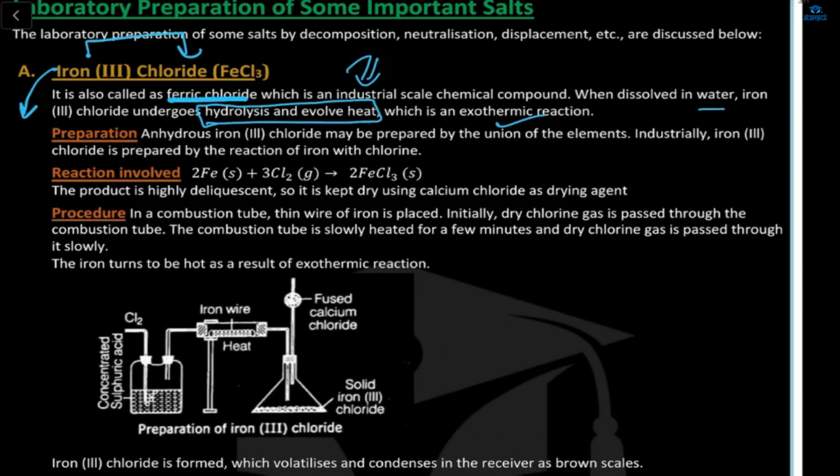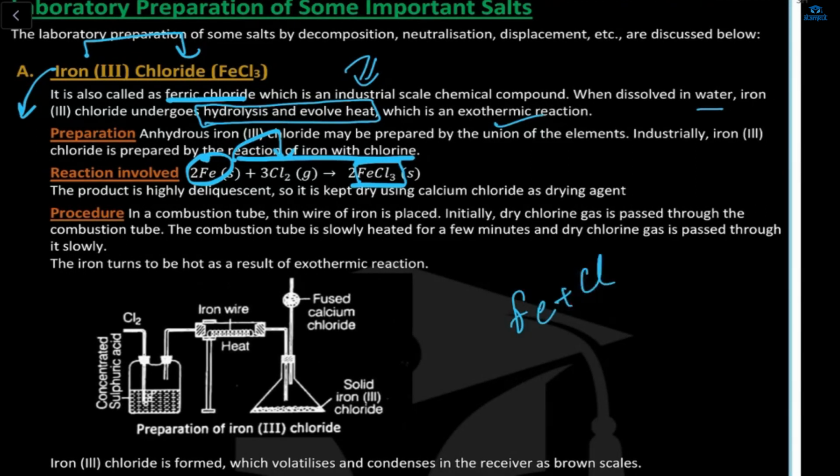Now, how to prepare iron chloride? It is prepared by the reaction of iron with chlorine. So we have to react the iron with chlorine. 2Fe plus 3Cl2, this is a balanced equation. If I'm reacting this iron with chlorine, what is forming? FeCl3, which is your ferric chloride. Simple. Iron with chlorine forms FeCl3, 2, 2 and 3.